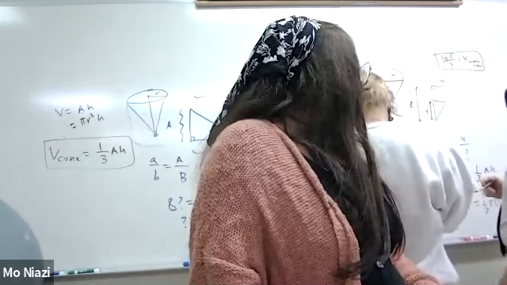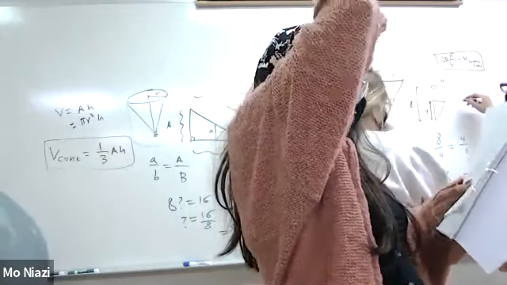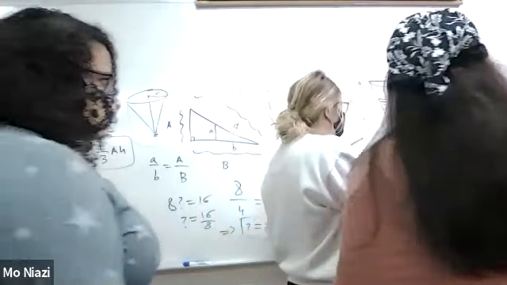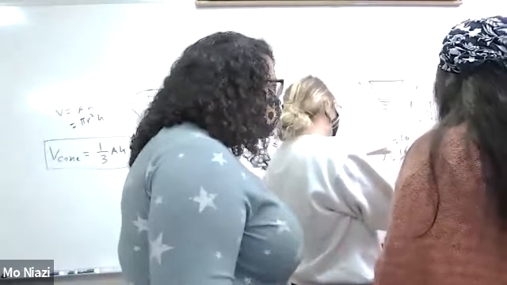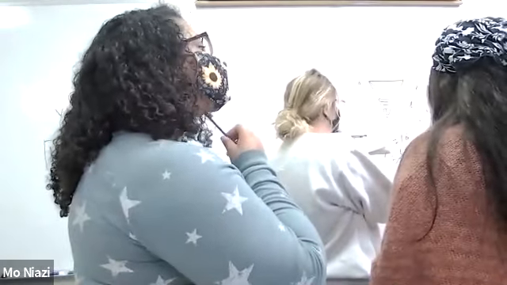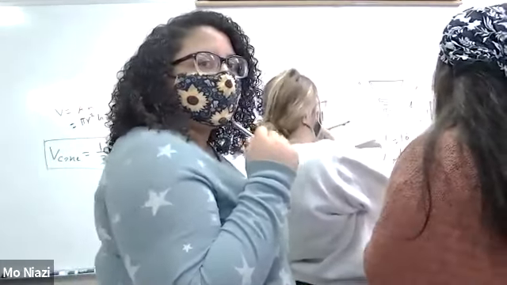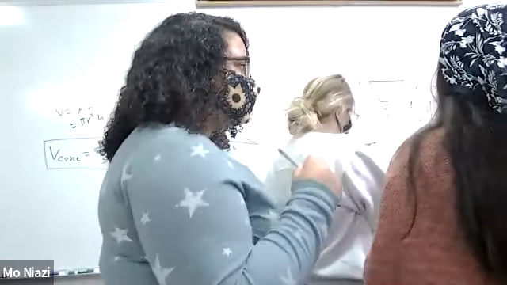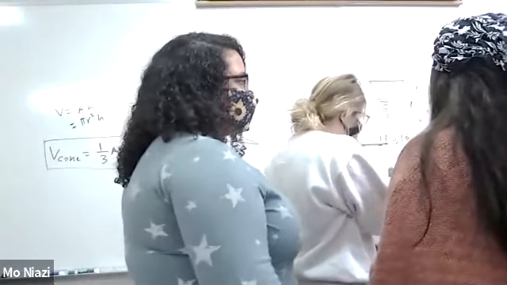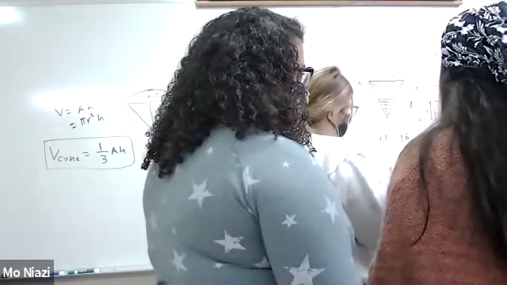What's the volume of the total cup, the big cone? It's 1/3 times pi r squared h. That's 1/3 times pi times the radius 4 squared times the height 8. So this is 1/3 pi times 16 times 8.